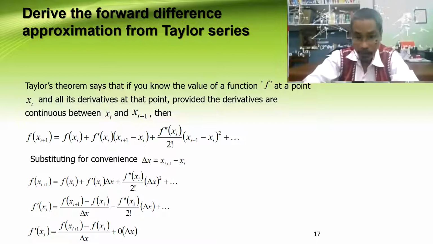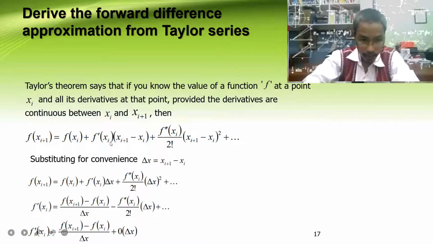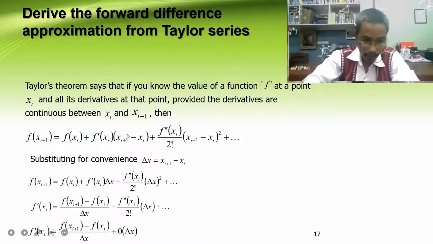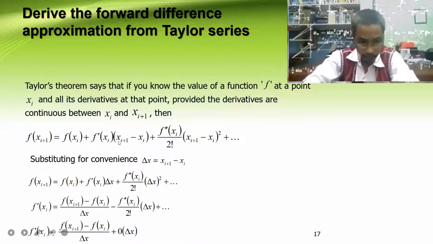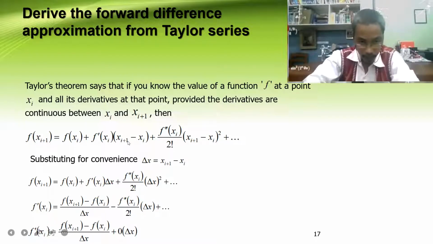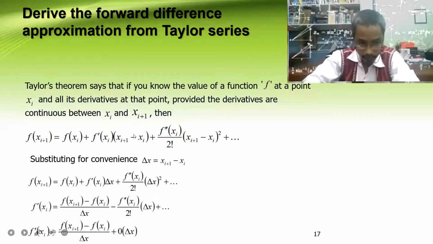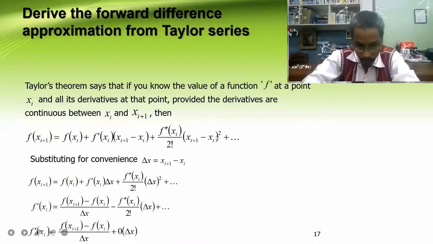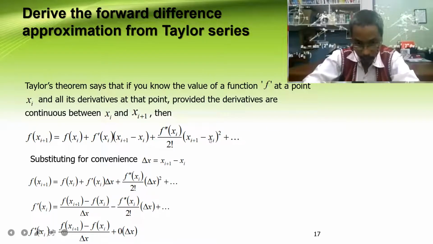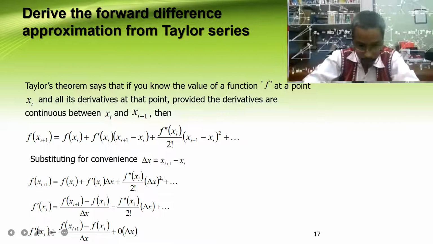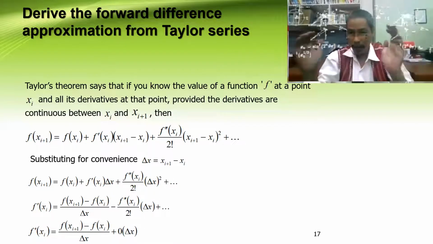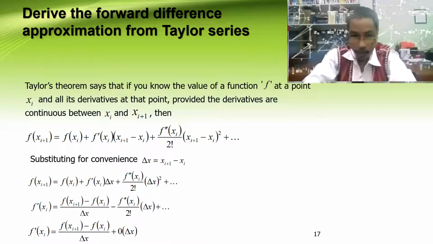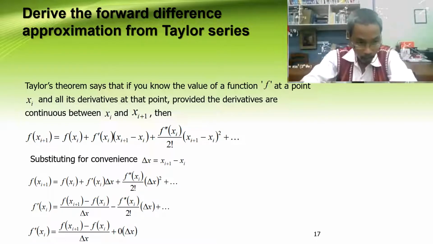It is the same thing, but written in simpler symbols. So x_(i+1) minus x_i is actually delta x, replaced by delta x. This quantity is delta x squared, and so on. So we can shorten the writing of the Taylor series.